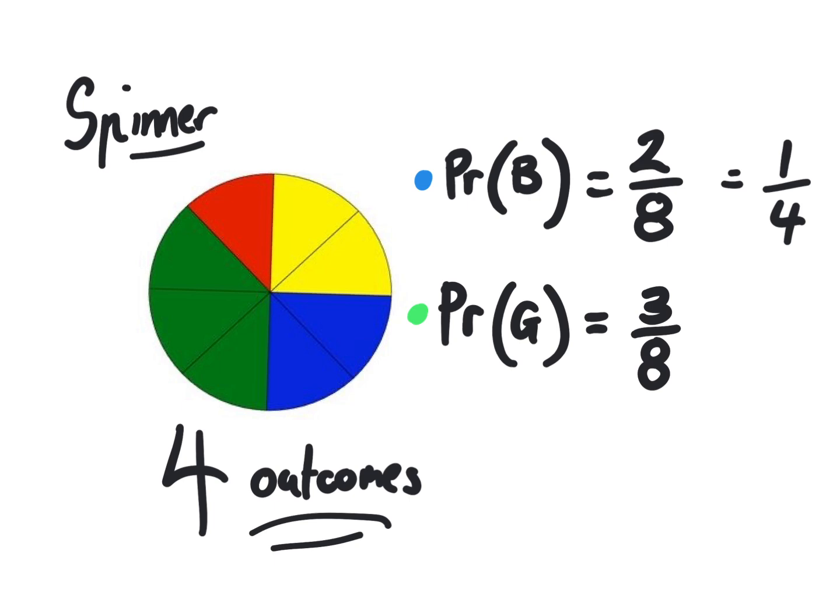We can see that there are 4 outcomes. We have green, red, yellow and blue. The probability of landing on a blue is 2 out of 8, or 1/4, because we know that 1/4 of the spinner is coloured blue. What is the probability of green? The probability of green is 3 out of 8, because 3 out of the 8 portions are green.